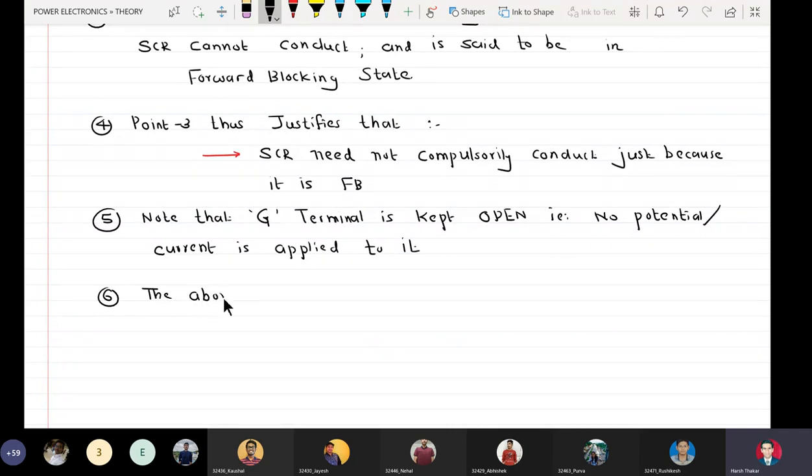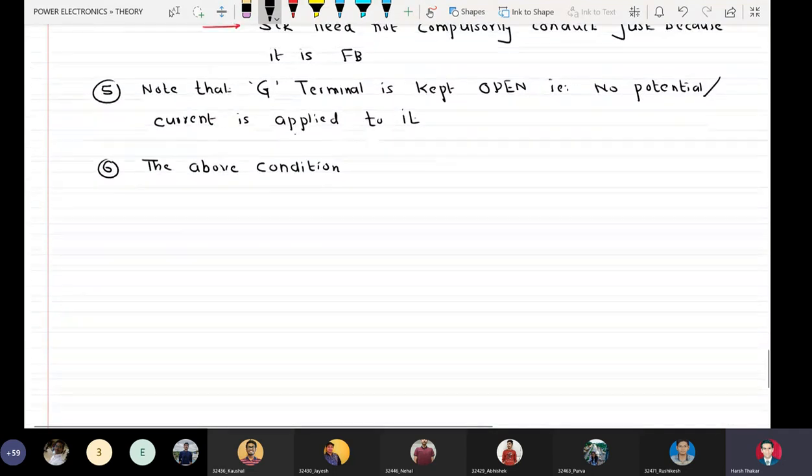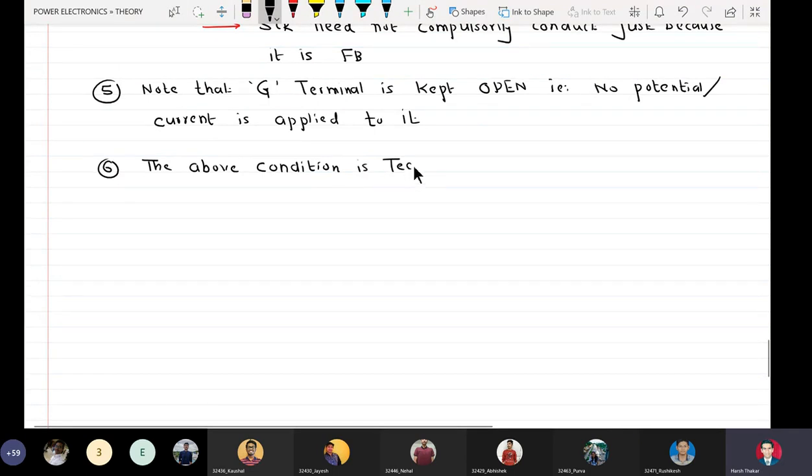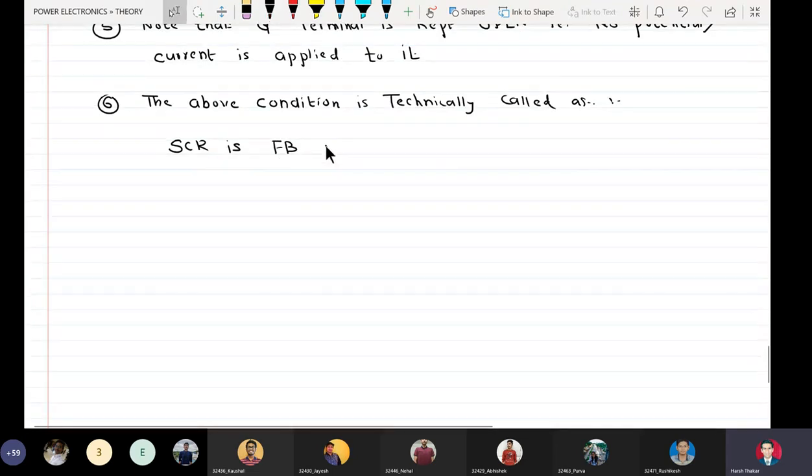Sixth, the above condition is technically called as SCR is forward biased and without gate drive. We can say absence of gate drive.